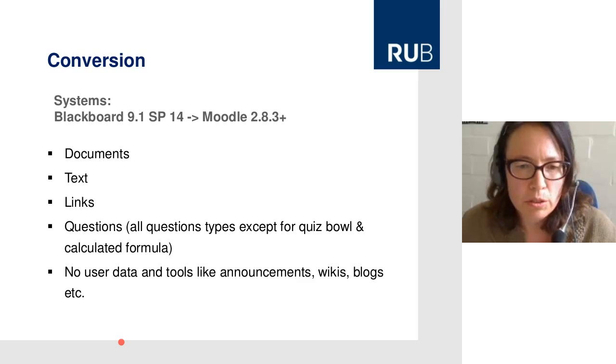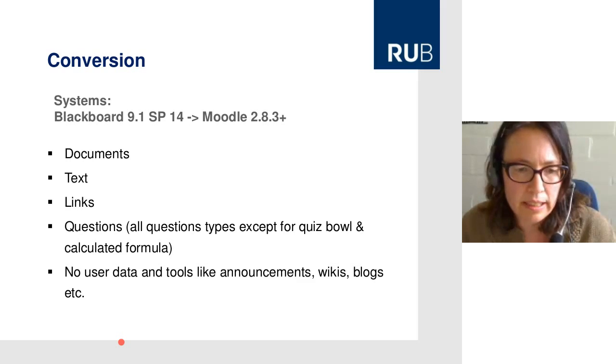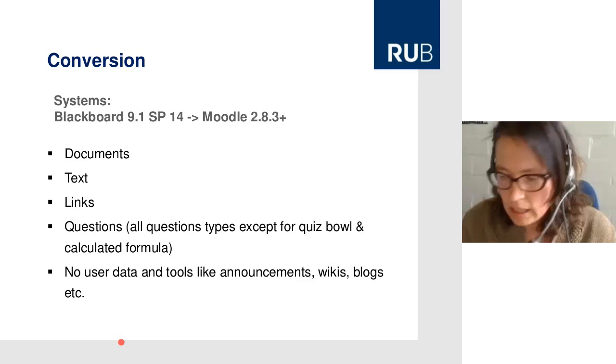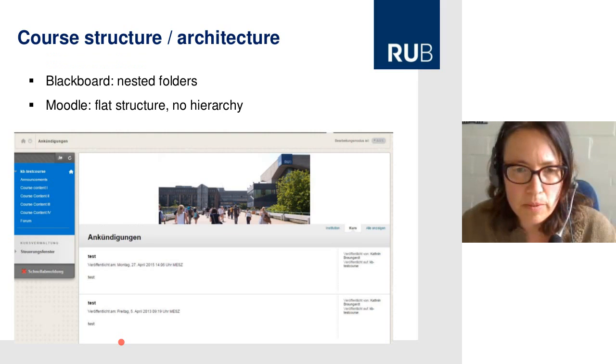What we do not do is convert any user data, and all tools like announcements, wikis or blogs, features that rely on current time-dependent information, because this kind of information has to be set up again in a course that is ongoing. So it's not useful to convert everything. It's only the static data that gets converted. So this is basically what the converter does.